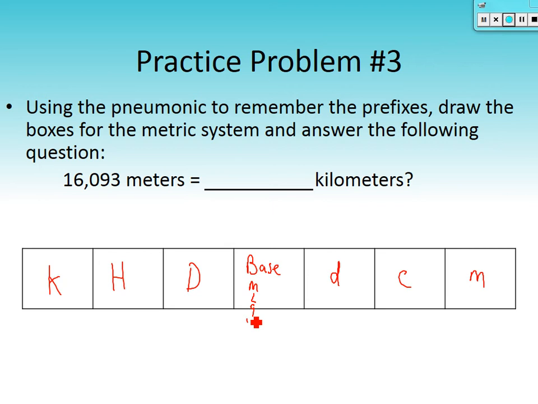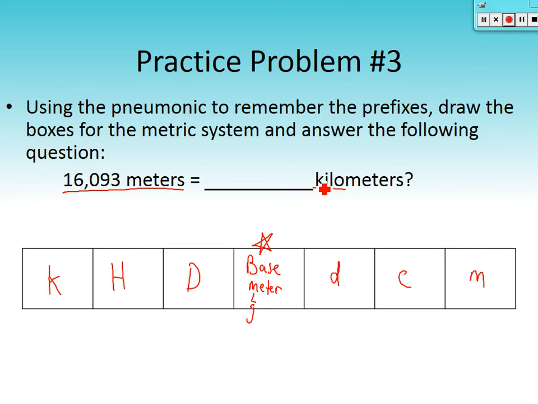Okay, now where are we starting? We're starting with what's quantified here, 16,093 meters. So where is meters at in our diagram? Well, meter is a base unit. So we're starting here at the base unit box. I like to draw a star there if you're just learning about it. And we want to go to the kilometers box. Well, where's the kilo box?